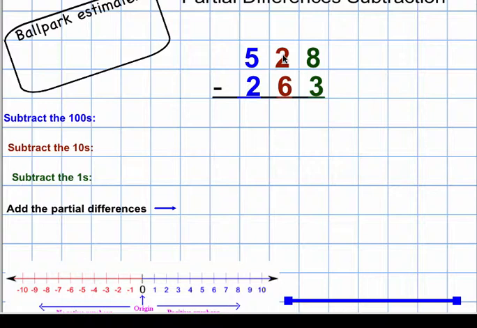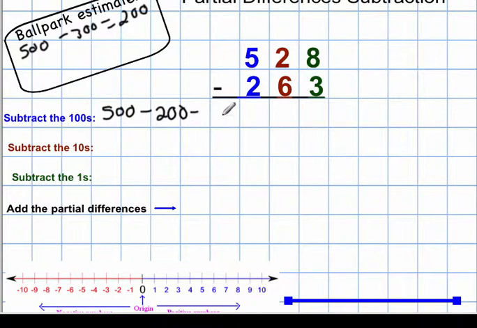Let's try one more. Our ballpark estimate is going to be, I'm going to say 500. 528 is definitely closer to 500, minus 263. And 263 is going to be closer to 300. So we should have an answer about 200. So the first thing we're going to do is subtract the hundreds. So I have 500, take away 200. Remember, this is made up of 5 100s and 2 100s, and that's going to be 300. No negative numbers, so I'm just going to put a little positive sign there.